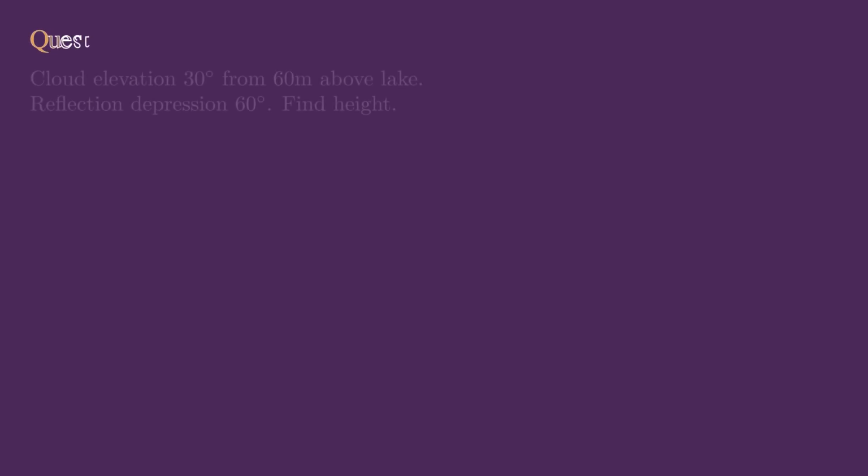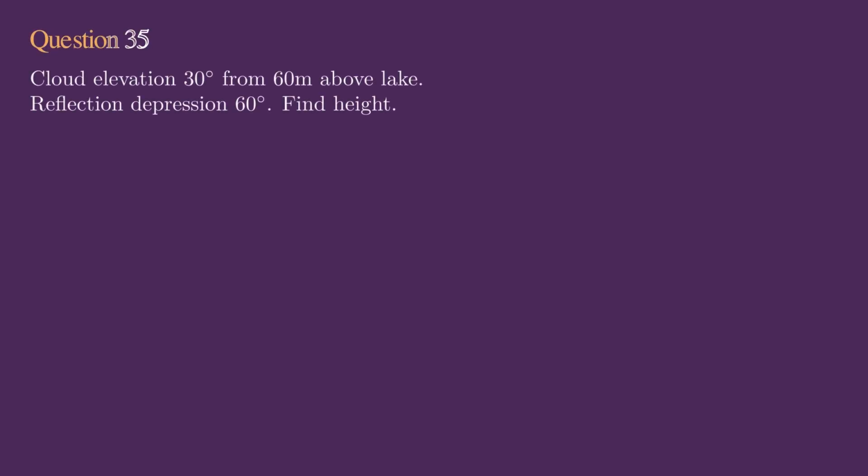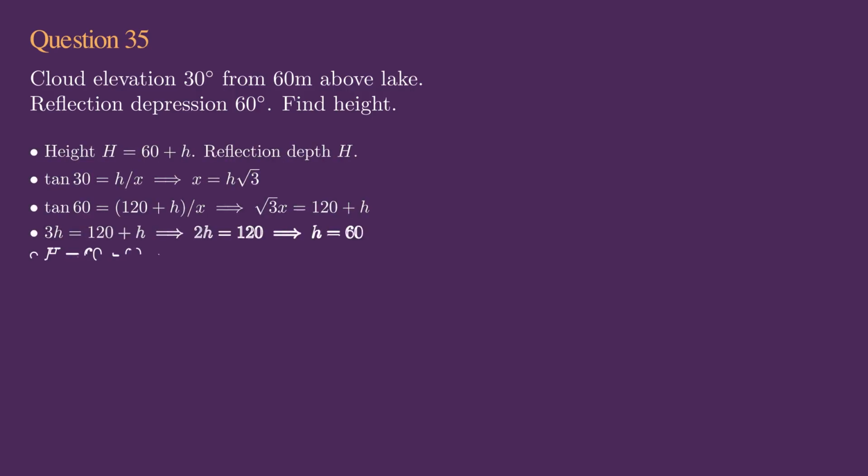Question 35. The angle of elevation of a cloud from 60 meters above a lake is 30 degrees, and the angle of depression of its reflection is 60 degrees. Find the cloud's height. Let the cloud be h meters above the observation point. The reflection is 60 plus h meters below the lake surface. Using tan 30 and tan 60, we form two equations. Solving for h, we get 60 meters. The total height of the cloud is 120 meters.